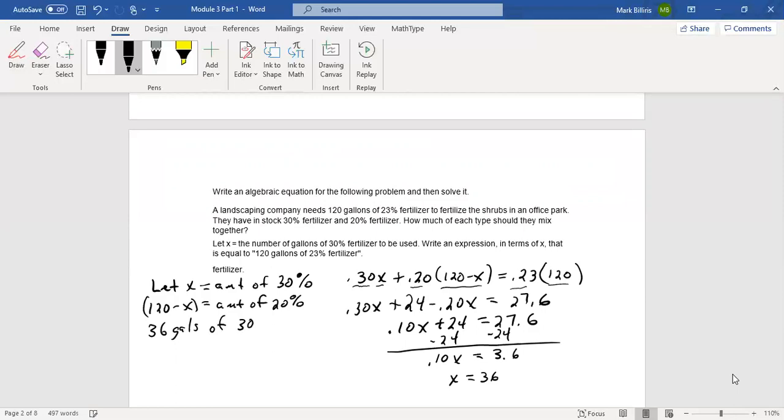of the 30%. How much are they using of the 20%? Well, they're using 120 minus x. So we're using 120 minus, we found x to be 36. So we're going to take 120 minus 36, and that gives us 84. So we are using 84 gallons of the 20%. So very similar to what we did in the money problem.